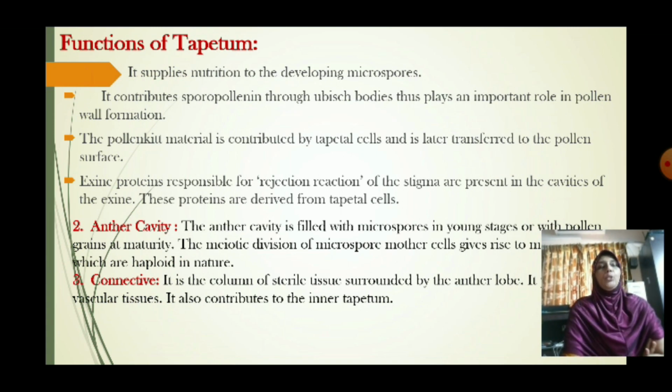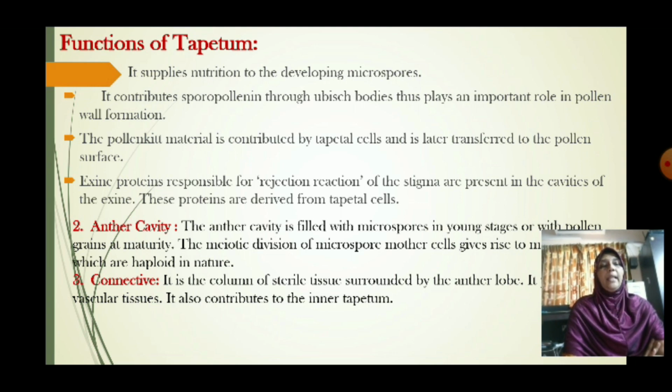It supplies nutrition to the developing microspores. It contributes sporopollenin through Ubisch bodies, thus plays an important role in pollen wall formation. The pollen kit material is contributed by tapetal cells and it is later transferred to the pollen surface. Exine proteins responsible for the rejection reaction of the stigma are present in the cavities of the exine. These proteins are derived from tapetal cells.